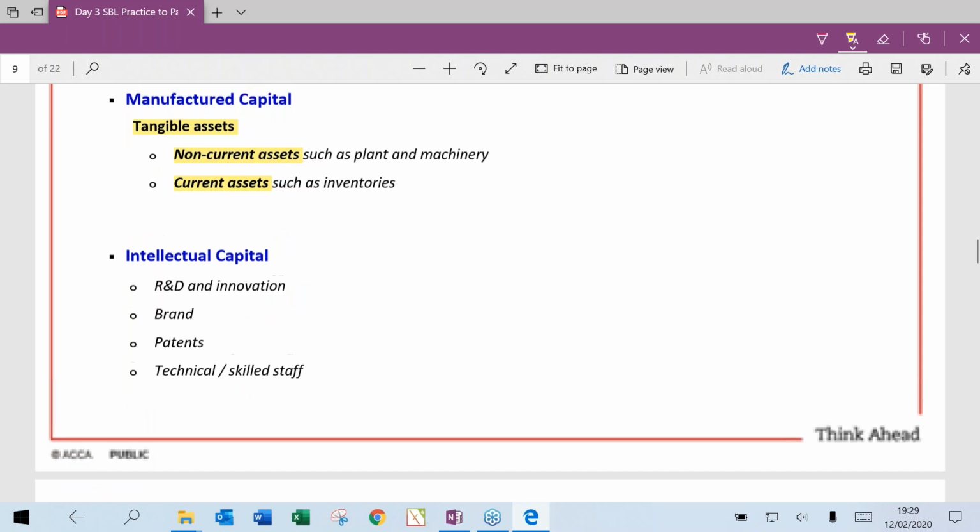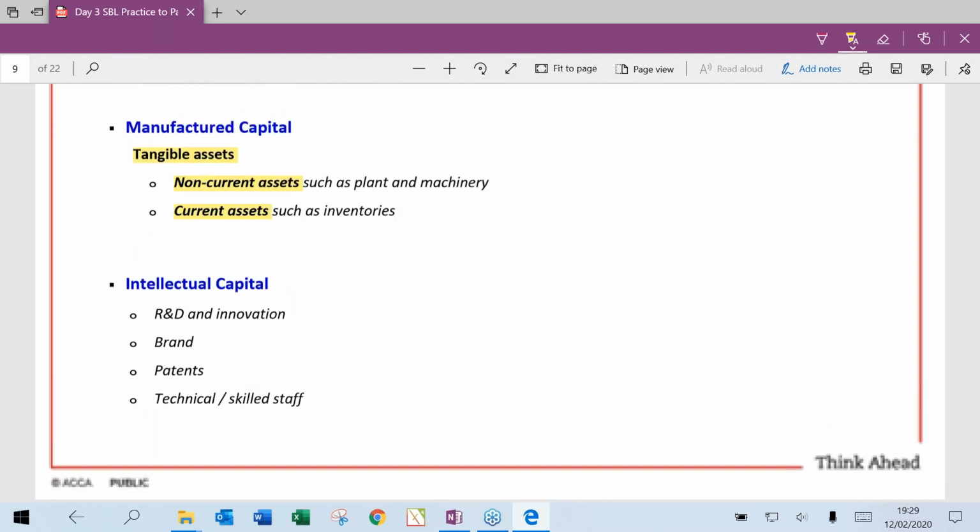Intellectual capital. The third capital is intellectual capital. So you see, manufactured capital talks about tangible assets, and intellectual capital talks about intangible assets. Okay. Now what are the examples of intangible assets? Research, R&D, our brand, patents, our technical and skilled people. All these are intellectual property of the organization.